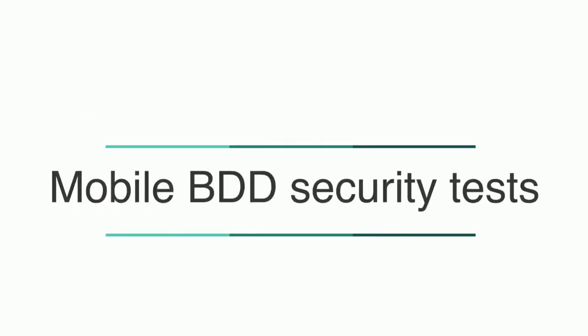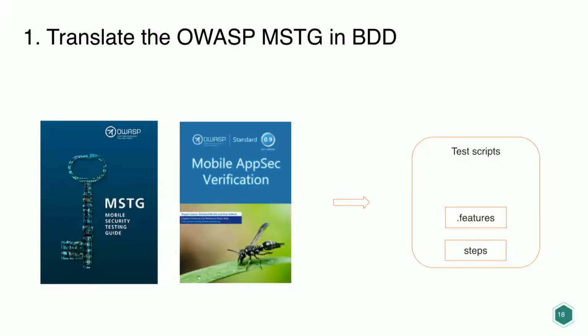But what we're going to write is mobile BDD security tests. In order to do that, first of all, we need to translate the OWASP Mobile Security Testing Guide into BDD. It's a set of tests and security checks to test the security of your app, right? We want to translate these tests into BDD tests, creating the features and the steps to be integrated in the CI/CD and executed on every build of your mobile app.